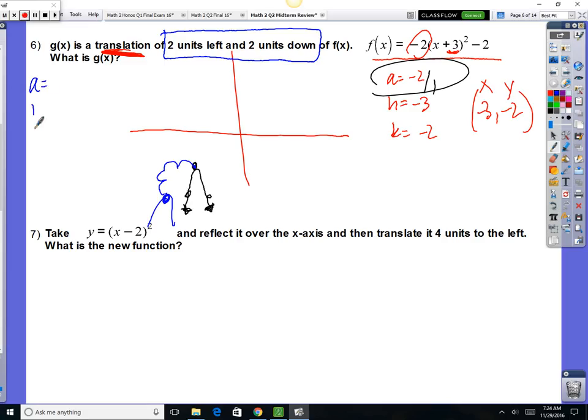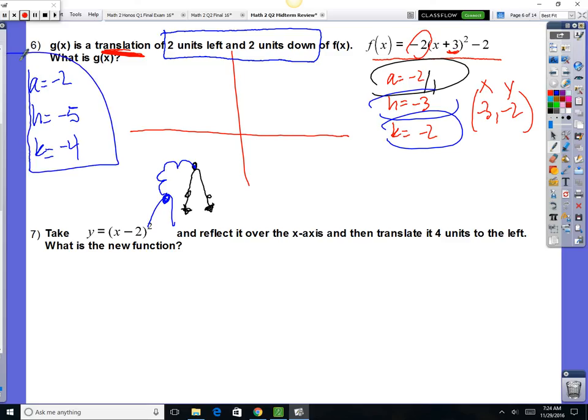I need the new A, the new H, the new K. The A did not change, so A is going to be negative 2. For H, I went 2 more to the left. So instead of going 3 to the left, I'm actually going to go 5 to the left. And the K is down 2 more. So instead of going down 2, I'm going to go down 4. So here is my new A, H, and K.